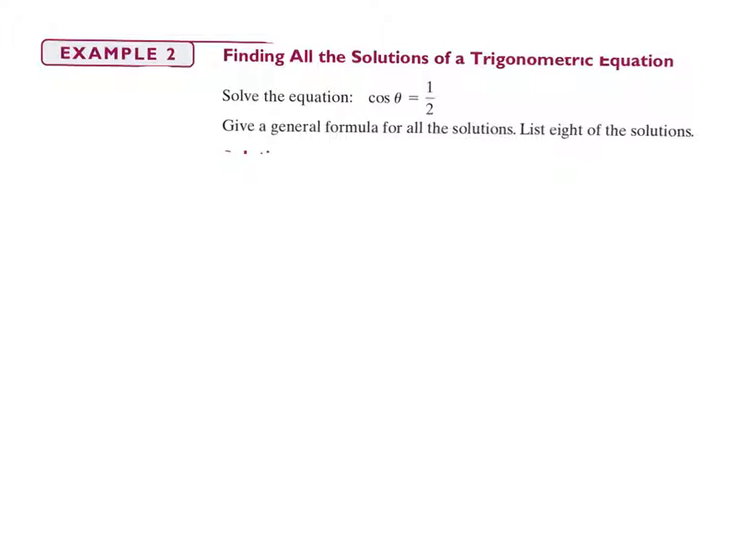So for example 2, it says solve the equation cosine of theta is equal to 1/2, and give a general formula for all the solutions and list 8 of the solutions. Now, what this means is, you know how cosine is periodic? If we take all real numbers, that means there are infinitely many solutions. So we need to come up with an equation for those solutions since cosine is periodic.